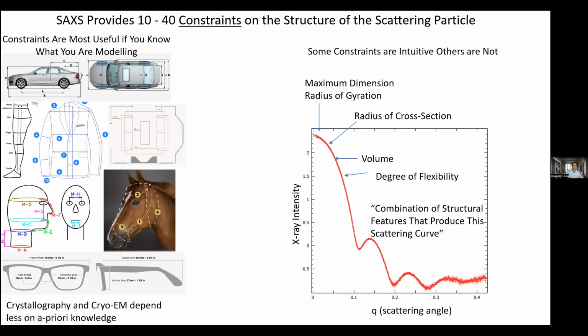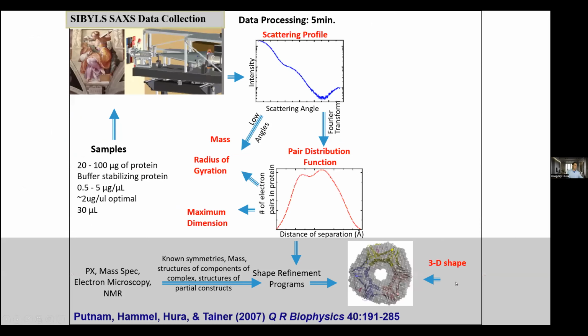So the smallest Q area is radius of gyration and mass. The next part is like radius of cross-section, there's volumes and degrees of freedom. We have all these fancy tools to help us do that. But some of these other things at the high Q are just a combination of structural features that produce this scattering curve. So there's not really an analog to a one-parameter, not generally. It's all the features from around the molecule contributing in sum to this scattering curve.